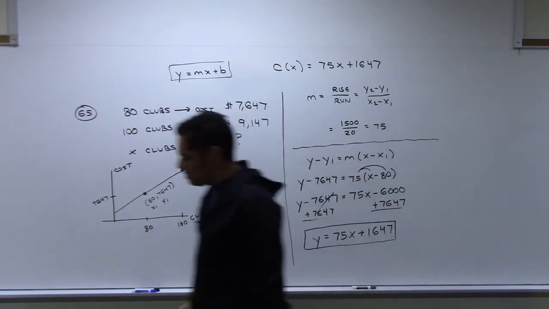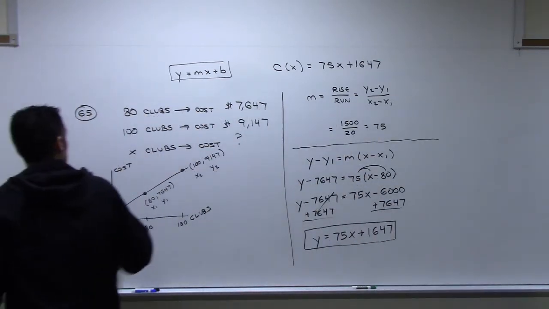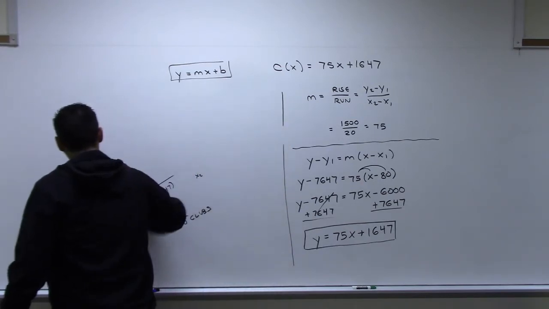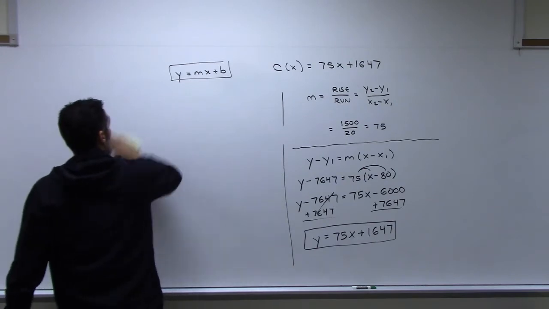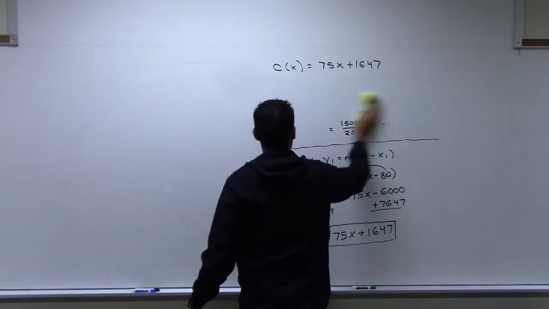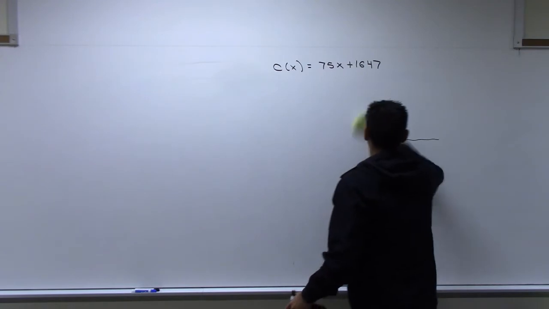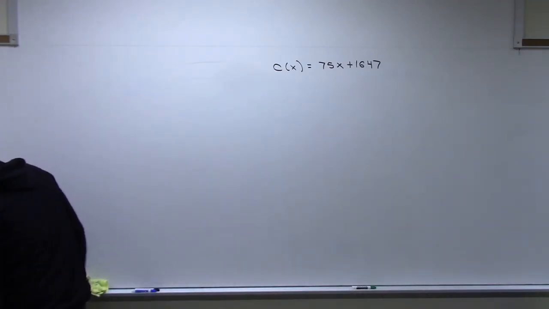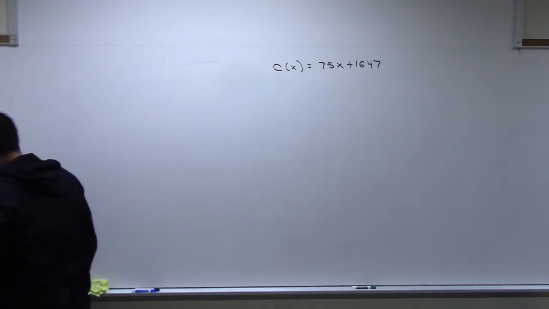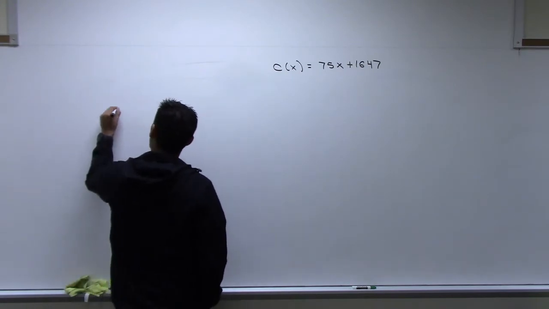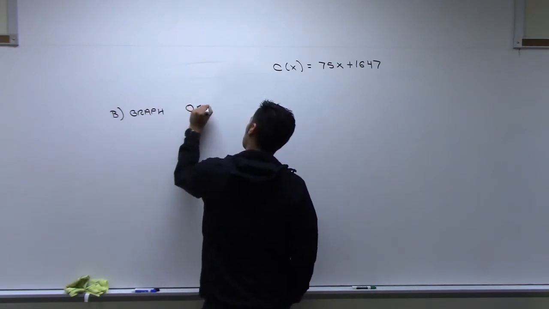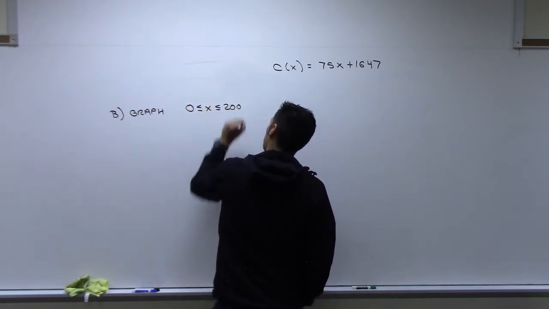So we've come up with a nice linear cost function, and we can figure out how much it'll cost us to make any number of clubs. So that's part A, getting the actual cost function. Part B is going to ask us to graph the total daily cost for 0 less than or equal to x less than or equal to 200.